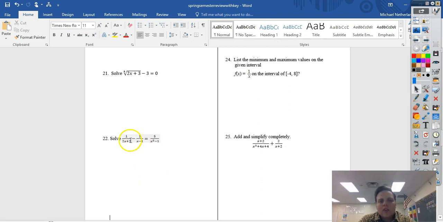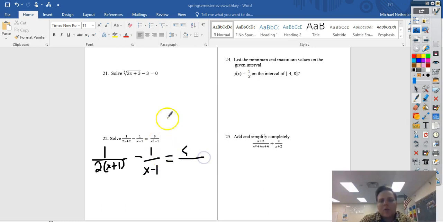Okay? Number 22, solve. So this is solving, and it gives us a bunch of fractions. What is step 1 when solving fractions? Factor everything. So we get 1 over 2x plus 2. I can factor that denominator. 2x and 2 both have a 2 in common, so I can factor it down to being 2 times x plus 1, minus 1 over x minus 1 equals 5 over x squared minus 1.